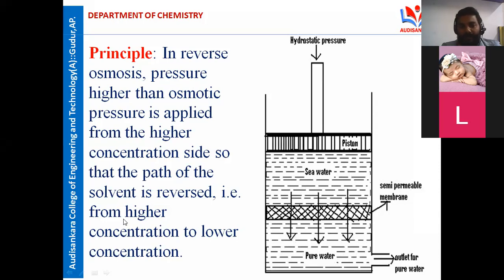That is from higher concentration to lower concentration. This is the basic principle. What is the basic principle of reverse osmosis? In reverse osmosis, the hydrostatic pressure, which is higher than the osmotic pressure, is applied from the higher concentration side to the lower concentration side, so that the path of the solvent is reversed. That is from higher concentration to lower concentration. This is called the reverse osmosis process.